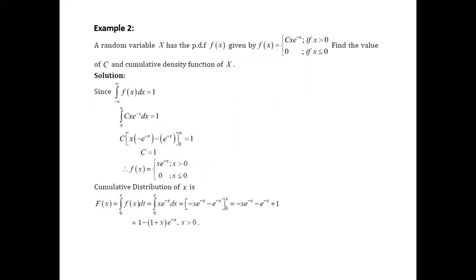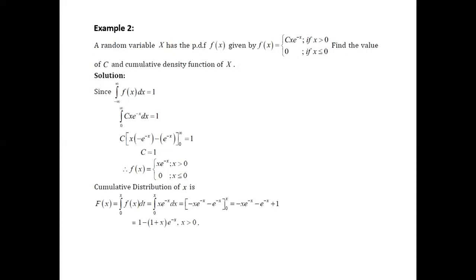A random variable X has a probability density function f(x) given by f(x) equals c x e to the power minus x if x is greater than 0, and 0 if x is less than or equal to 0. Find the value of c and the cumulative distribution function.